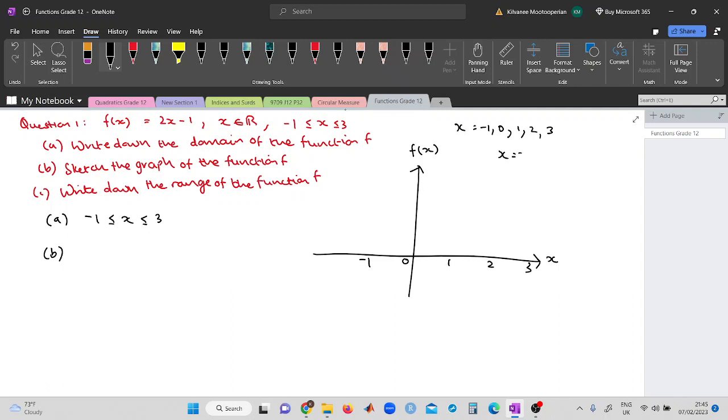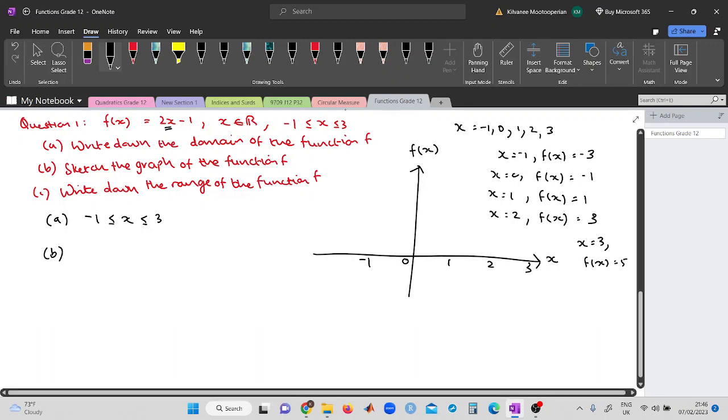So when x equals minus 1, f of x, we replace minus 1 into the value of x here. Okay, so I will get minus 3. When x equals 0, I will get f of x to be equal to minus 1. When x equals 1, f of x will be 1. When it is equal to 2, f of x is 2 times 2, 4, minus 1, 3. Finally, when it is 3, f of x will give me 5.